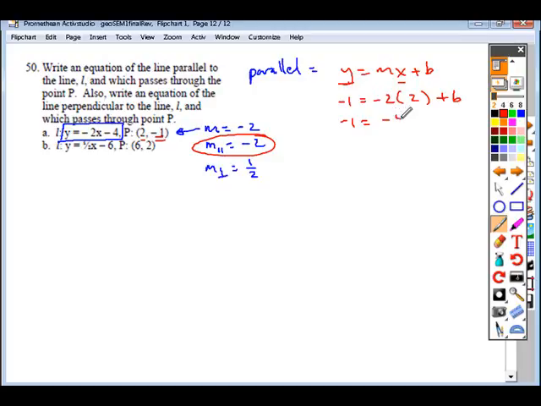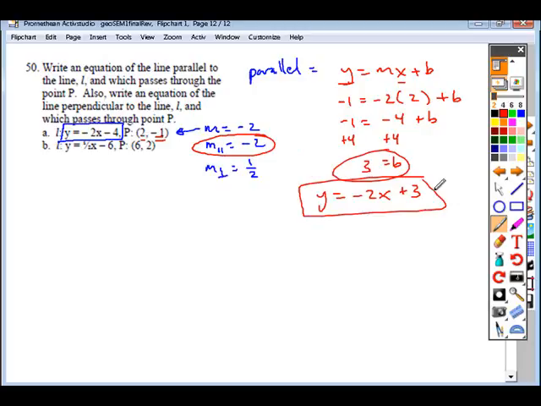Negative 1 equals negative 4 plus b. Add 4 to both sides. We get b is equal to 3. So our parallel line is going to have the equation y equals our m value, negative 2x, plus our b value of 3. So this would be our parallel line.